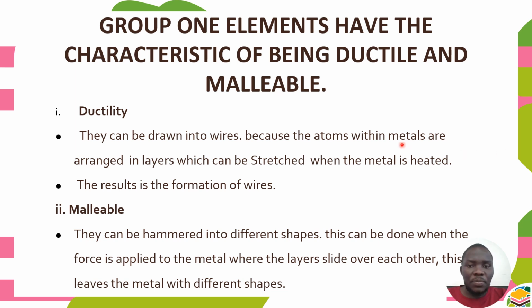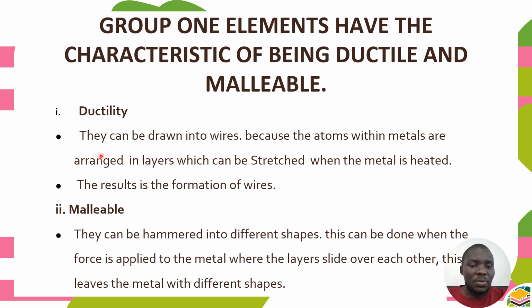So that's the property depending on flame. Group 1 elements also have the characteristics of being ductile as well as malleable. It's another physical property of group 1 elements. These are two words where we need to look into the details properly. We'll start with ductility. What is ductility? They can be drawn into wires.